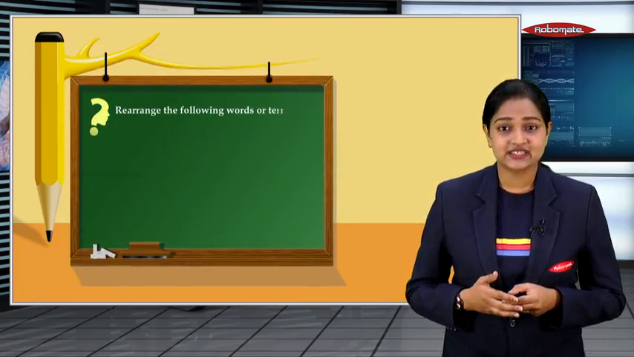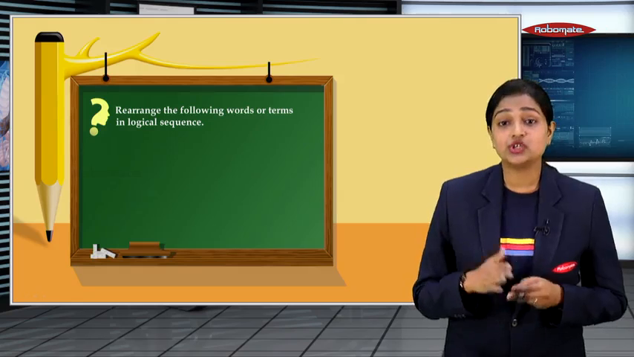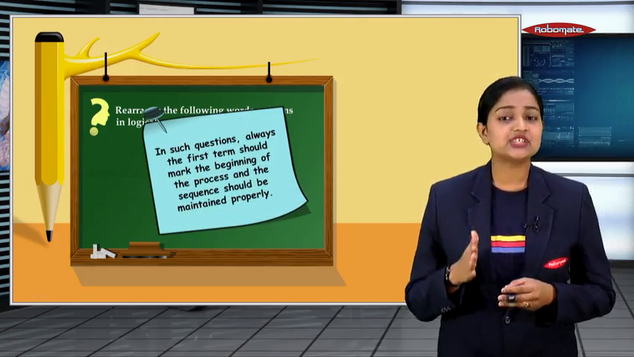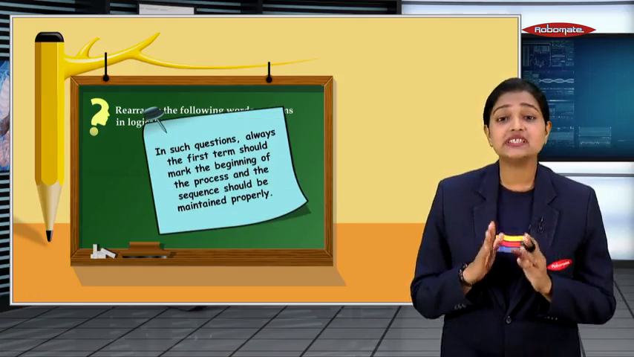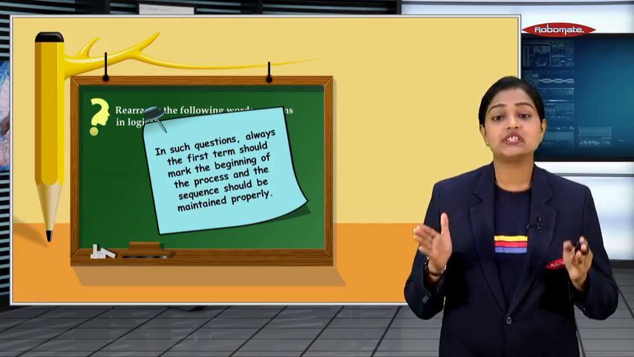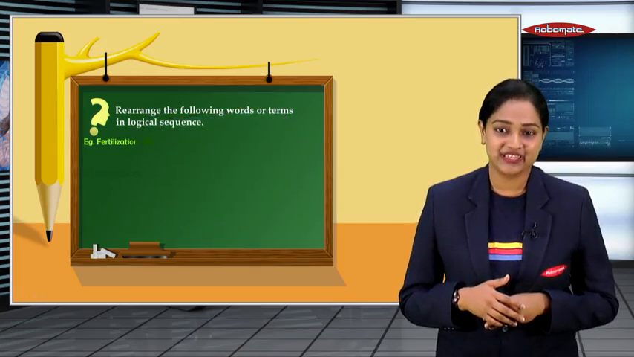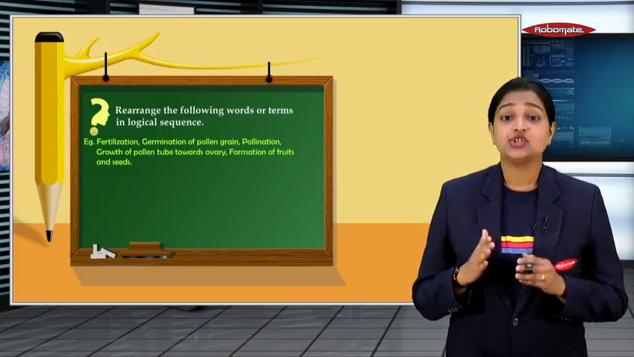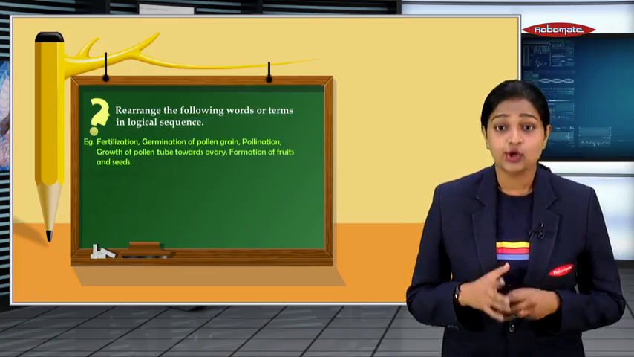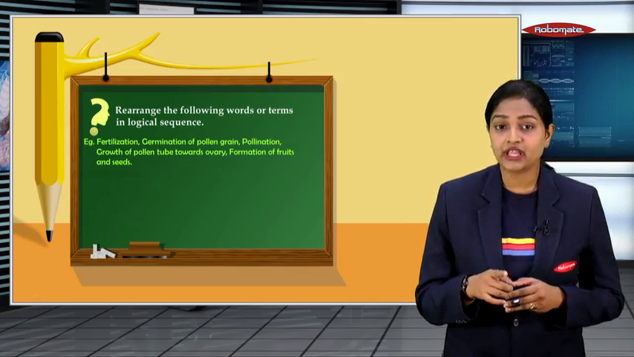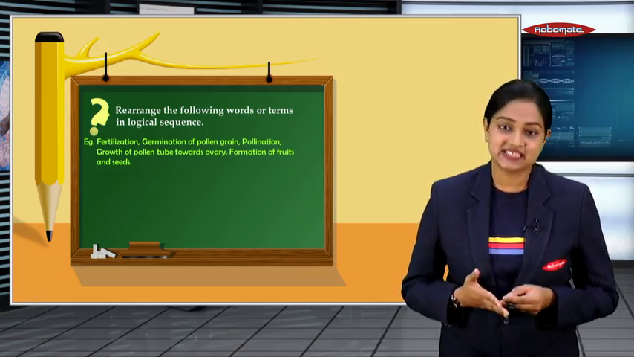Moving ahead to the next, rearrange the following words or terms in a logical sequence. Now students, in such questions, always the first term should mark the beginning of the process and the sequence should be maintained properly. So over here the question asked is: fertilization, germination of pollen grain, pollination, growth of pollen tube towards the ovary, formation of fruits and seeds.